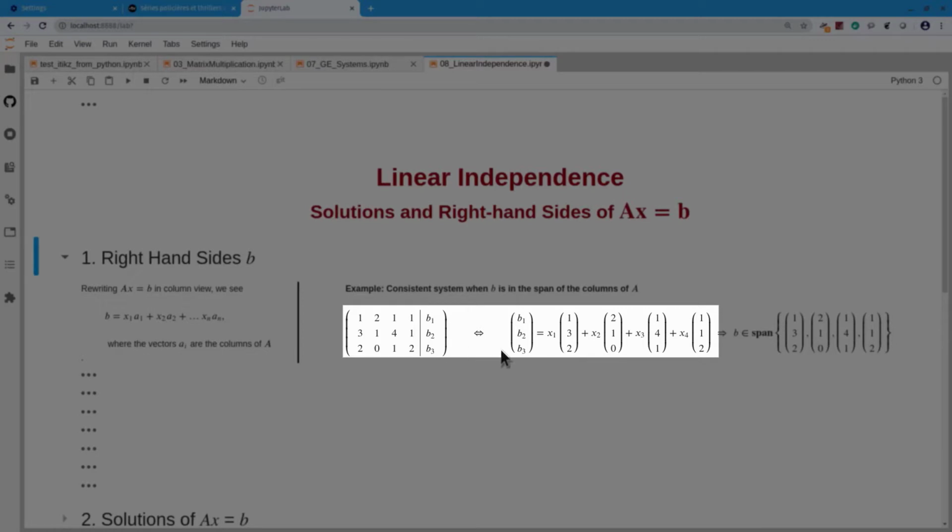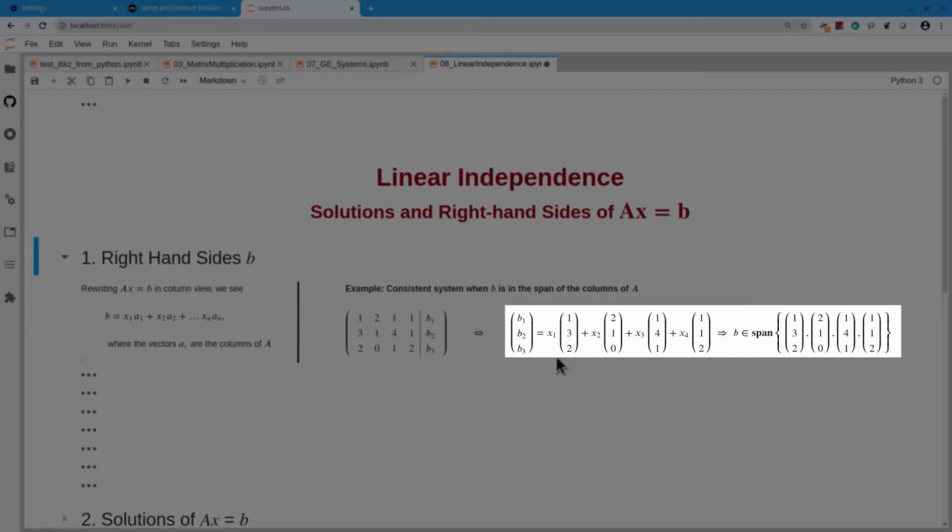And when I rewrite that in column view, I see that that vector b is x1 times the first column of A plus x2 times the second column of A, all the way to x4 times the last column of A. And the important thing to notice now is if I plug in any possible x's into that expression, what that says is that b is in the span of these vectors. b is in the span of the columns of A.